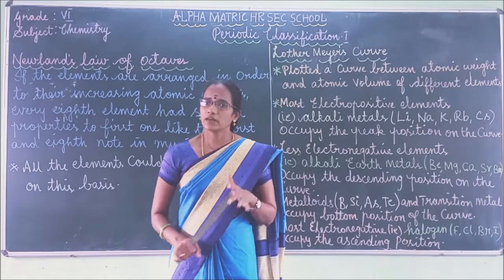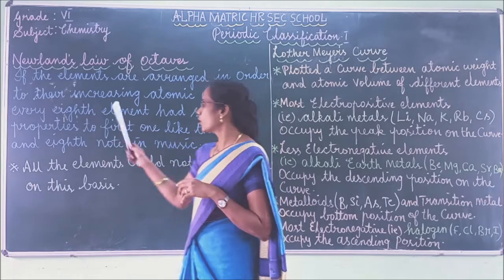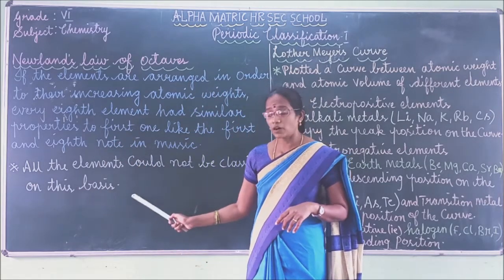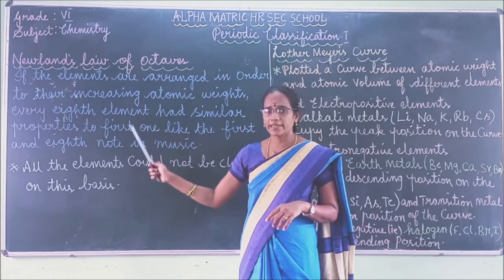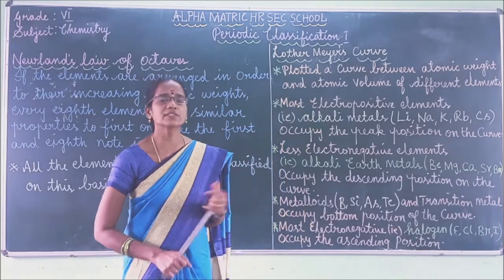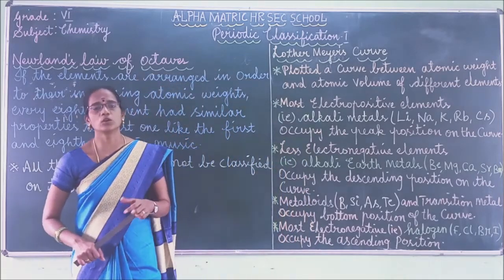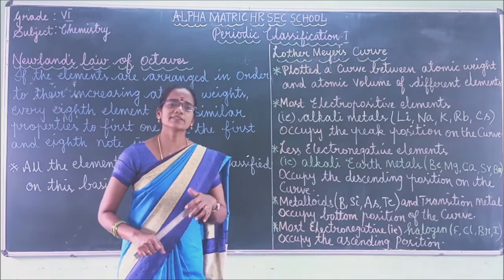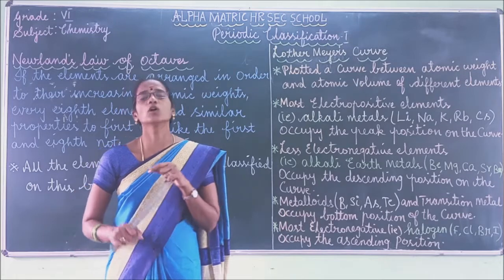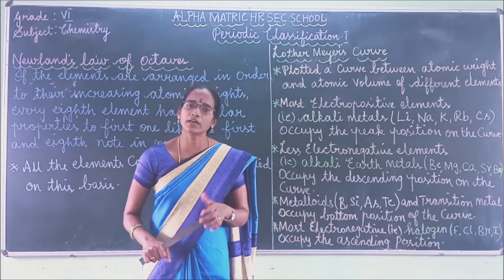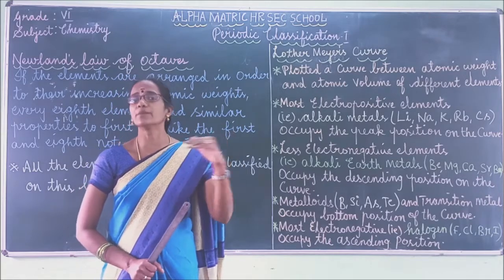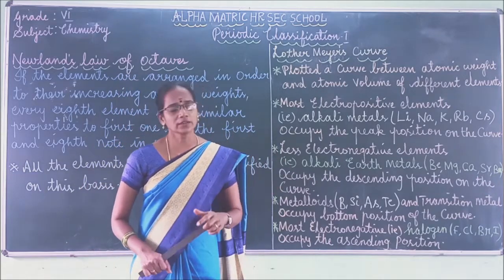Okay. And the limitation in Newland's law of octaves is that all the elements could not be accommodated. On this basis, we cannot place all the elements. So that is one of the limitations of Newland's law of octaves. And then we learned about Lothar Meyer's curve. From that curve he concluded that the properties of all the elements in the periodic table are periodic functions of their atomic weight. It resembles Mendeleev's periodic table.